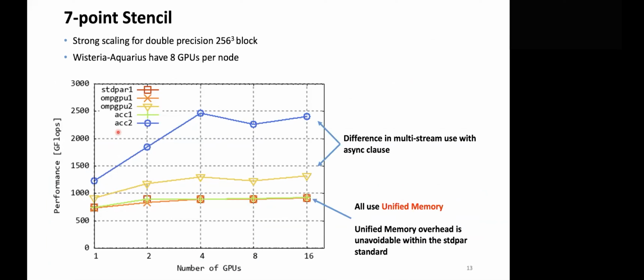The graph shows the result of strong scaling. The implementations using unified memory, STD par 1, OMP GPU 1, and ACC 1, show similar performance. This is because GPU direct RDMA is not available with unified memory, and do concurrent cannot avoid the unified memory disadvantage. On the other hand, in the ACC 2 case, the async clause almost completely hides the computation and the communication. So this gap is GPU direct and the async clause.